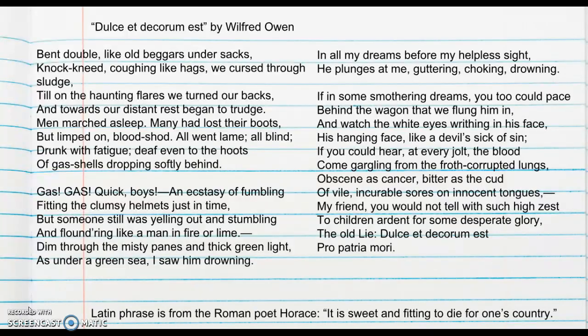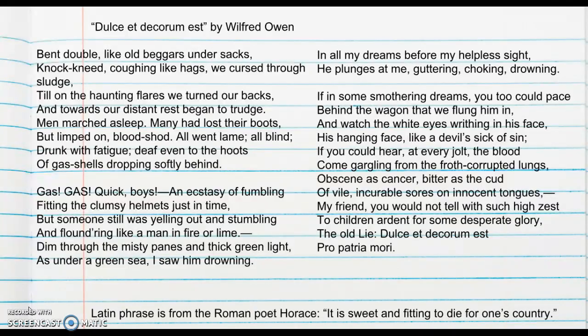Gas! Gas! Quick, boys! An ecstasy of fumbling, fitting the clumsy helmets just in time, but someone still was yelling out and stumbling and floundering like a man in fire or lime. Dim through the misty panes and thick green light, as under a green sea, I saw him drowning. In all my dreams before my helpless sight, he plunges at me, guttering, choking, drowning.